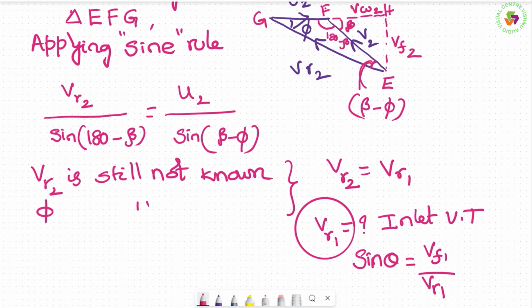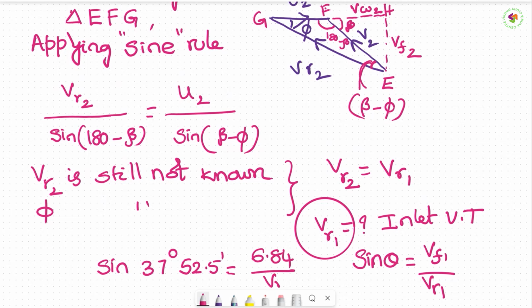Already I found theta. How much did I get? 37 degrees 52.5 minutes. Sine of 37 degrees 52.5 minutes is equal to VF1 divided by VR1. Already I got VF1, which is nothing but V1 into sine alpha. So VF1 is equal to 6.84, divided by VR1.